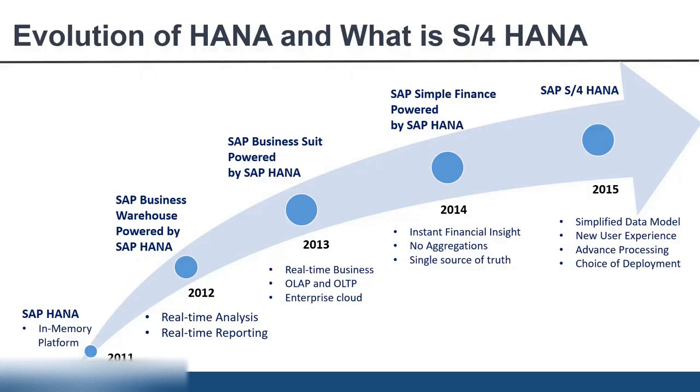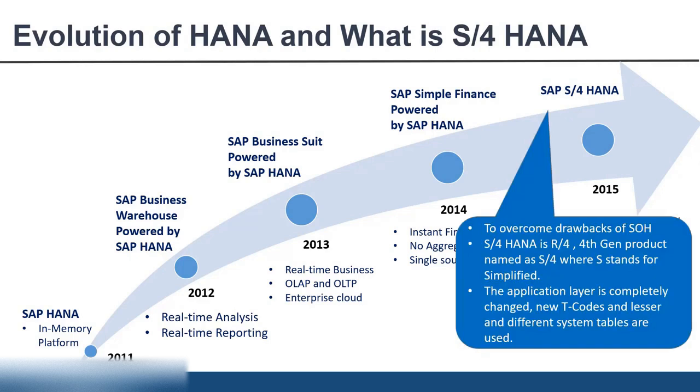That means the table structure in S4 HANA is completely different than ECC. It is a new user experience, so the front end is also changed with Fiori and UI5. Advanced processing, you have all the advanced features. It can also be used as a mobile application. And choice of deployments means you can have it on-premise or cloud or as a hybrid model also.